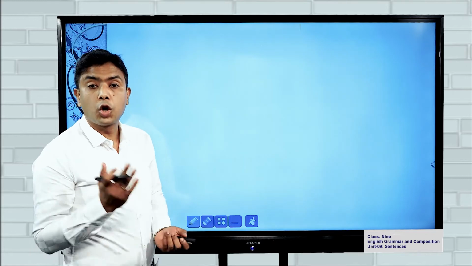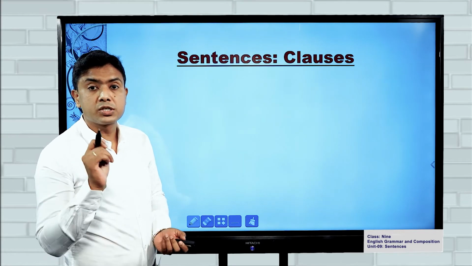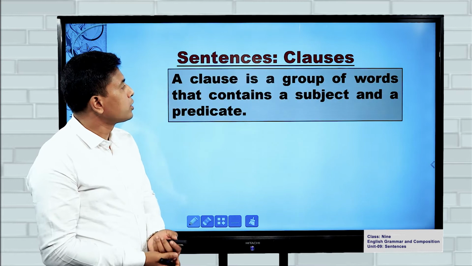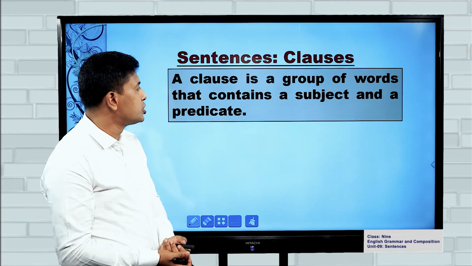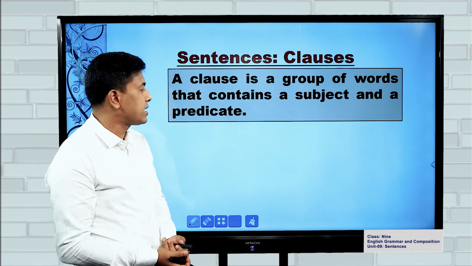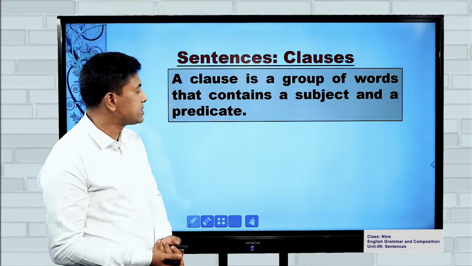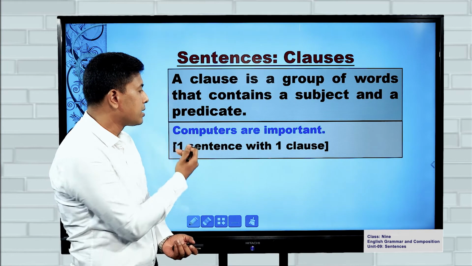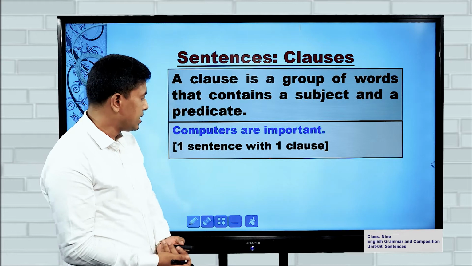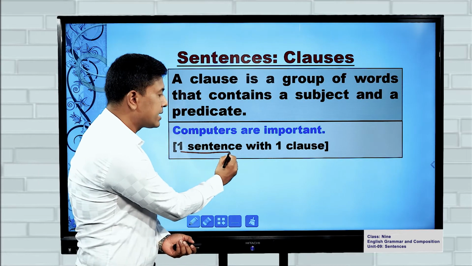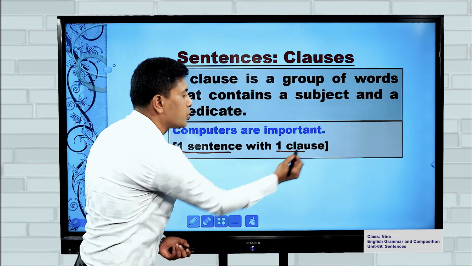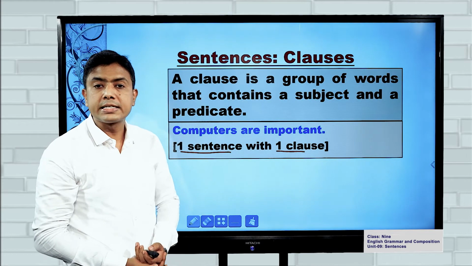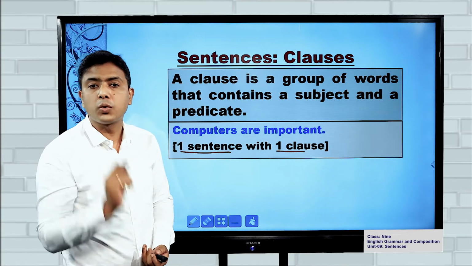Now we will learn clauses, which are in fact parts of sentences. A clause is a group of words that contains a subject and a predicate. Let us have a look at some examples. The first one is, computers are important. Here, it is one sentence. At the same time, it is one clause. It means a sentence can have only one clause.